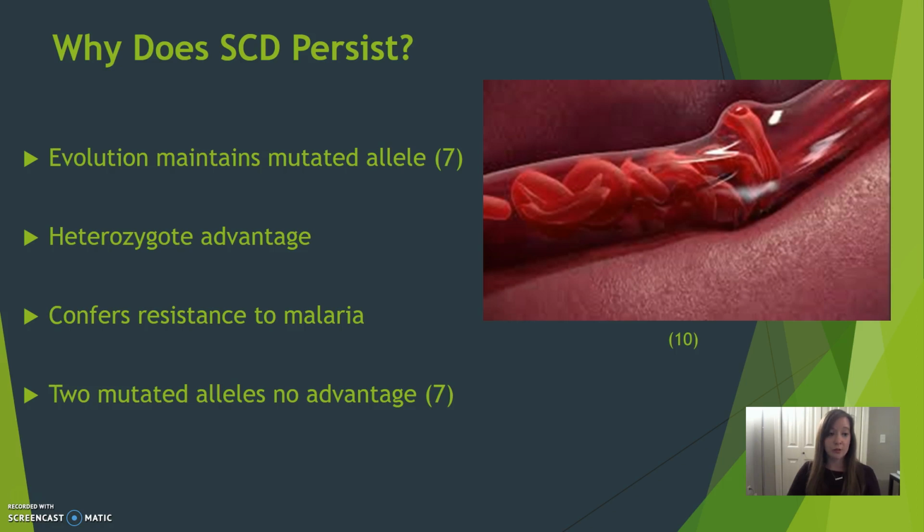So having only one mutated allele actually allows a person's body to utilize their macrophages more effectively in getting rid of the malaria parasite. A person having only one allele actually may show very few symptoms of sickle cell disease itself and can live a relatively normal life. However, as we know, if a person has two mutated alleles, then that does not help them get rid of the malaria, and actually the malaria makes the anemia caused by sickle cell disease even worse.